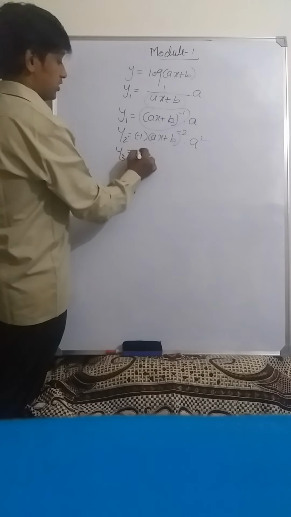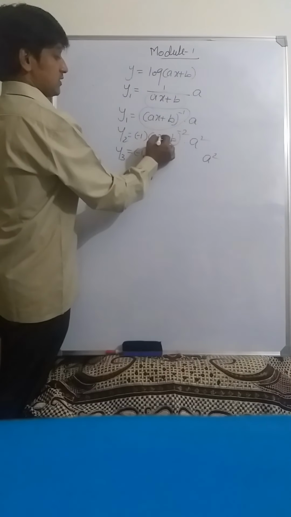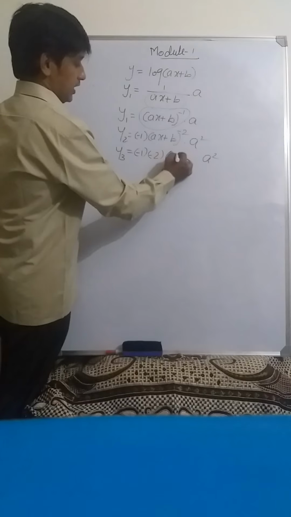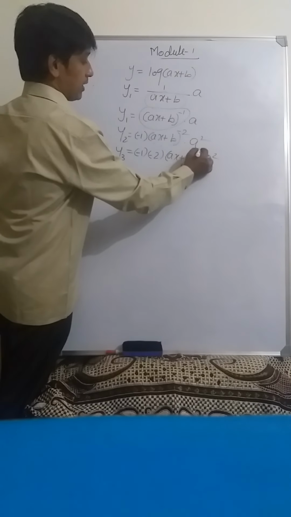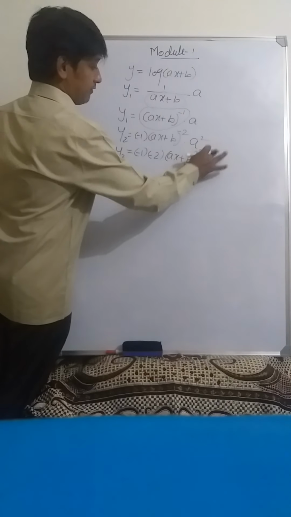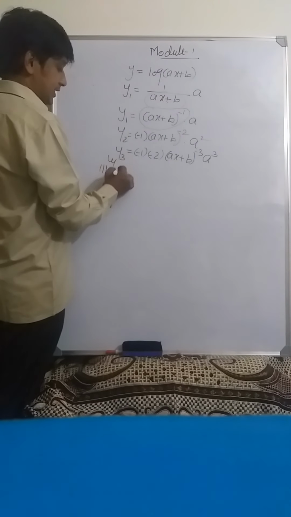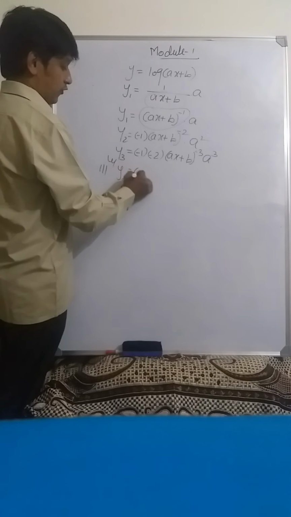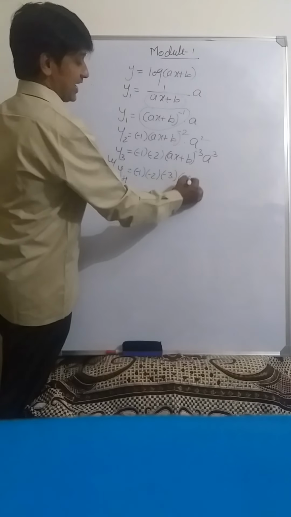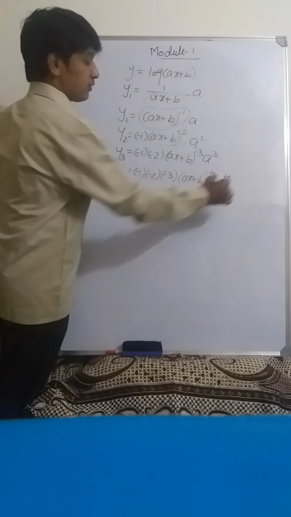So what is y3, the third differentiation? Minus 1 a square will remain the same. So this is x power n format. Differentiation of that is minus 2 ax plus b whole power minus 3. Correct? Into one more a will come. So this becomes a cube. Similarly, one can easily check what we are going to get in the next term. y4 is minus 1, minus 2, minus 3, ax plus b whole power minus 4 into a power 4.